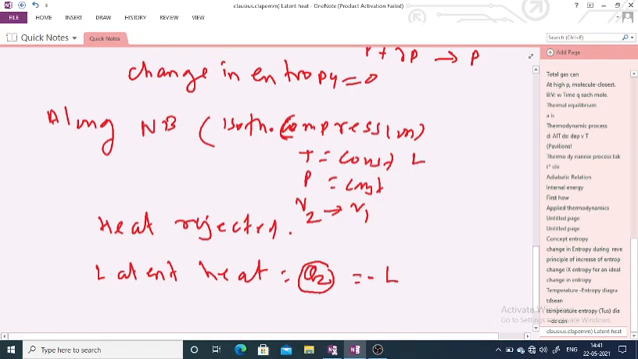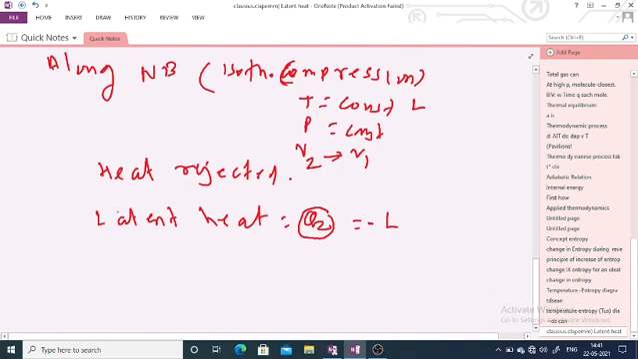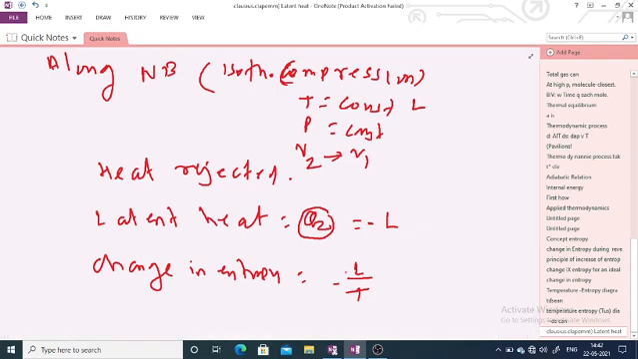So the change in entropy during this process is L upon T. So this is the change in entropy, L upon T. The change in entropy is a decrease, because latent heat is rejected, not absorbed. So it is called a decrease.